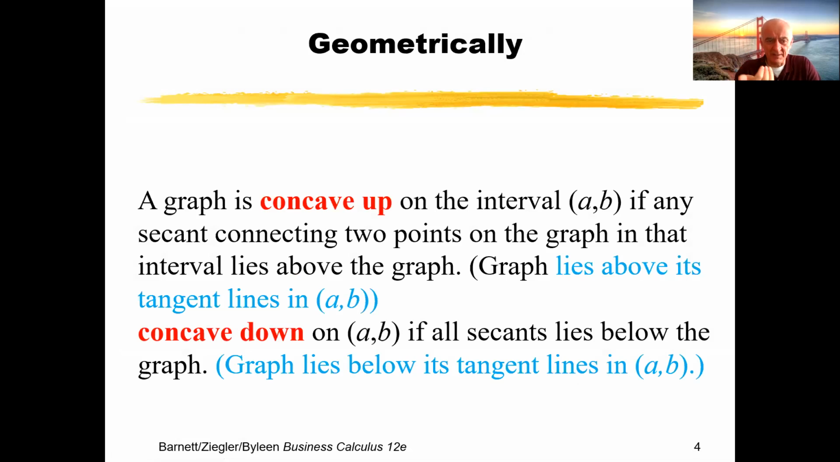Concave up, it means that, here are two definitions of concave up. The first one is when any second line lies above the graph. And the second definition, in the parentheses, is that the graph lies above its tangent line.